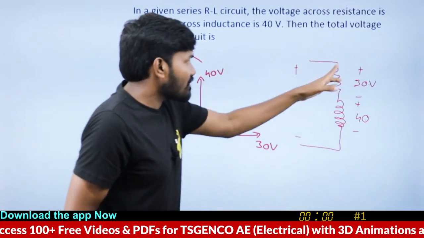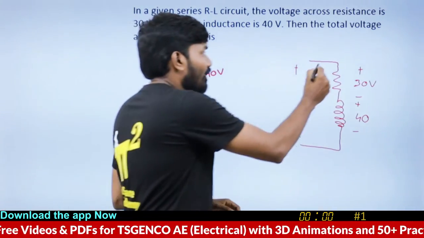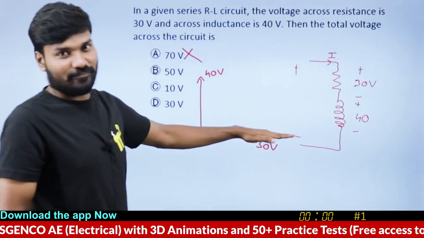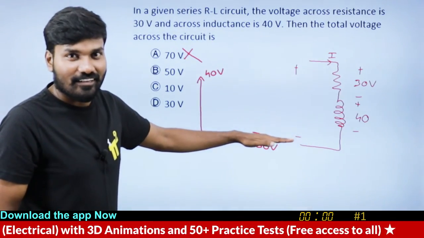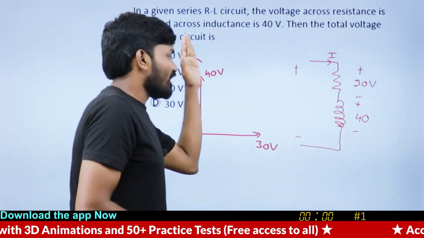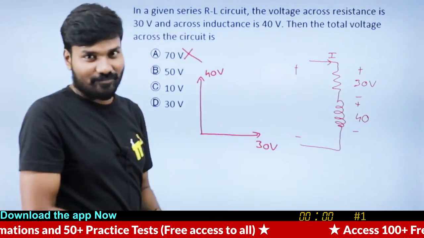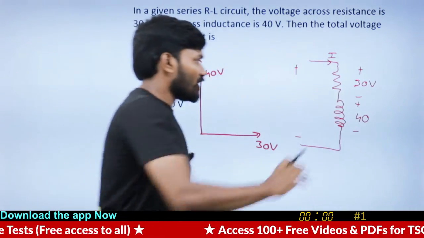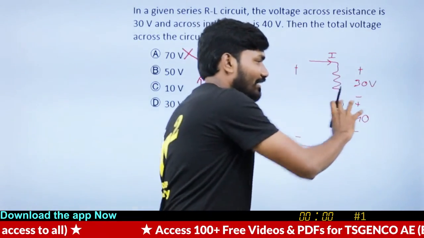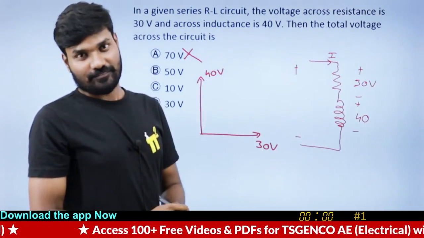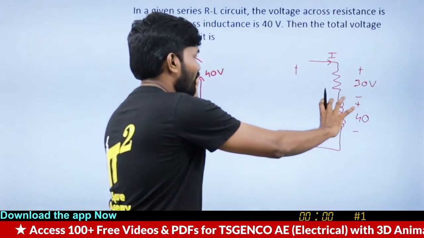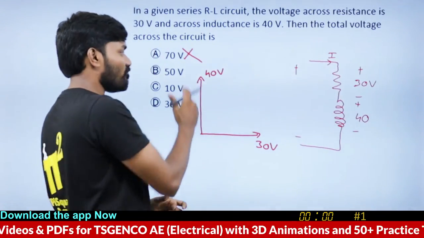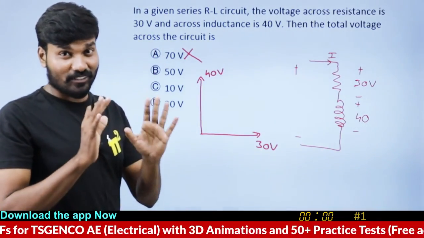This 30 volts is in this direction, which means the current I is flowing in this direction. Am I right? So for the inductor voltage, the current lags 90 degrees. I'm just talking about inductor voltage and inductor current, they are 90 degrees apart. So if the inductor voltage is over here, the current will be lagging 90 degrees. So the inductor voltage is upwards. Okay, I hope you got the clarity on that.